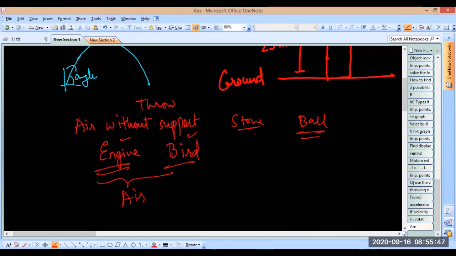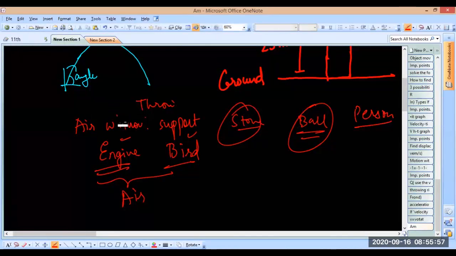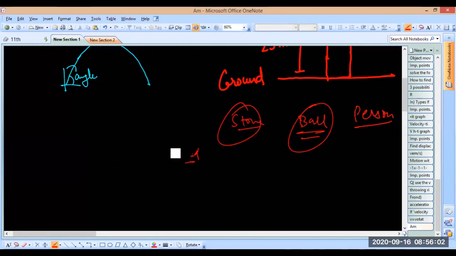What do we throw? We can throw a stone, a ball. We can also throw a person. All right, no problem. So that's what we are talking about. Whenever we throw such things, I'm sure you understand that Earth attracts everything, right? Earth attracts it.